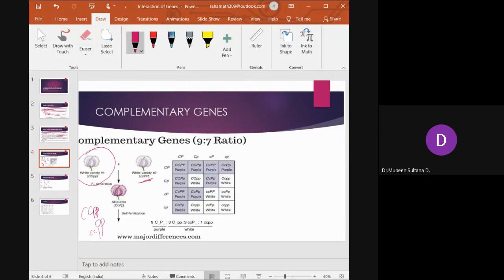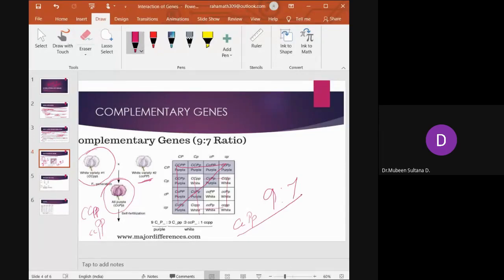They both are hybrid plants, but the resulting F1 generation has a purple flower, CcPp, right? So when you draw this Punnett square, that is the checkerboard, what happens is you get a ratio of 9:7. You get 9 purple flowers and 7 white flowers. Okay, now how does this ratio come?